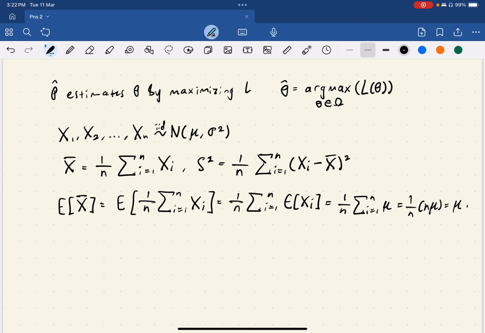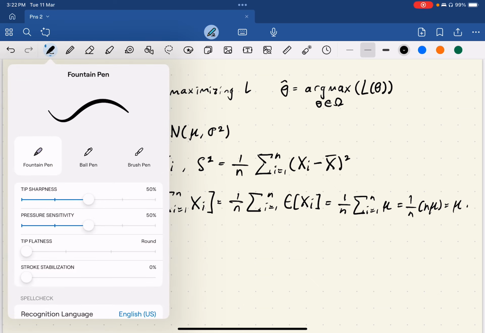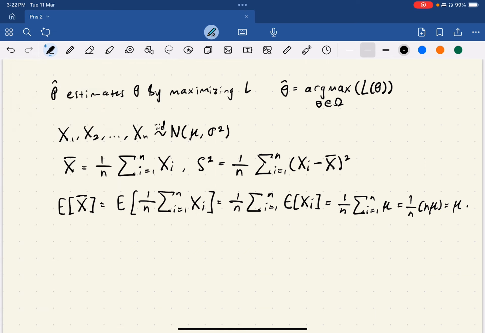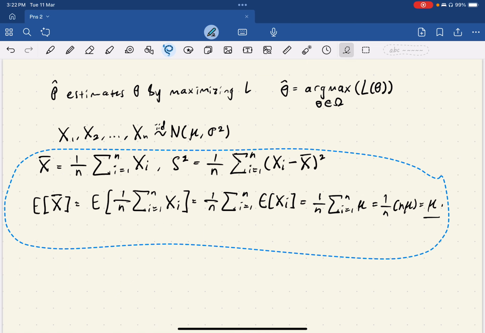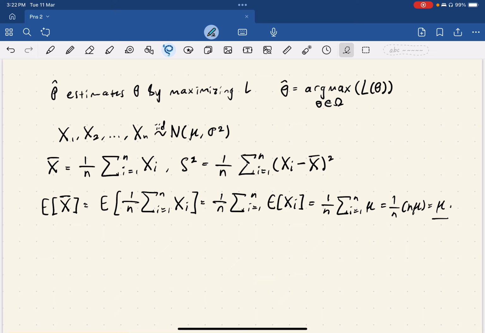So now we see that the expectation of x bar, which is the sample mean, corresponds to the true value, that is the true value of mu. So we have an expectation that, provided the sample is large enough, will approach the true value.